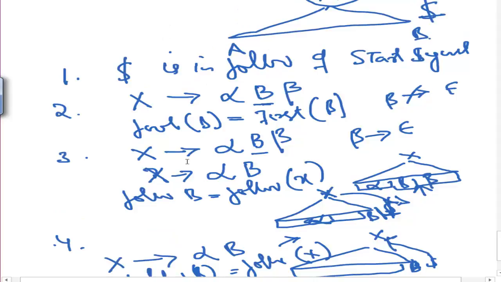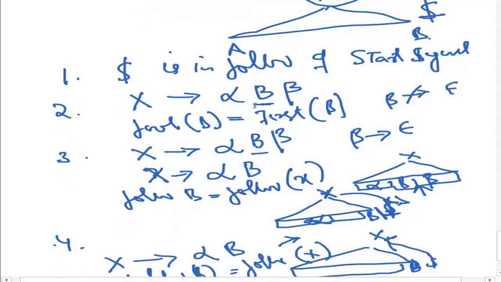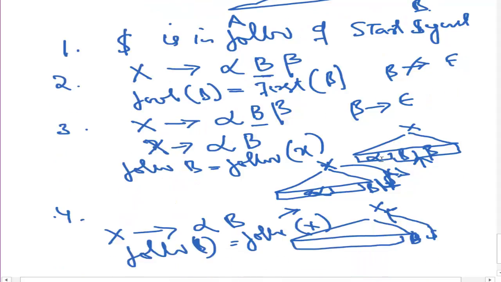The follow of the start symbol is the end of the input, that is going to be the dollar. And if we have a situation where we have alpha, b and beta, then the follow of b is going to be the first of beta. But if beta goes to epsilon, the follow of b is going to be the follow of x, because if b goes to the end, then that is the follow of x itself.